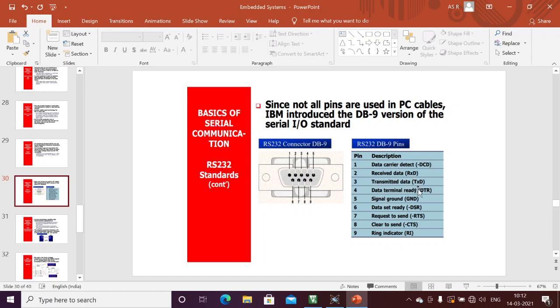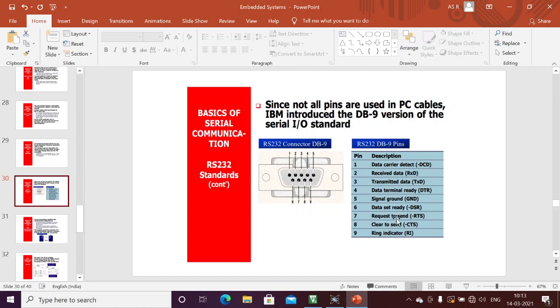Data terminal ready identifies whether the microcontroller or PC is ready or not, using this signal. Signal ground is the pin we use to connect the common ground. Data set ready is mainly used for data readiness between the sender and receiver. RTS, request to send, is used to request to send data from the sender to the receiver. Clear to send is used for the next data send, clearing the previous data.